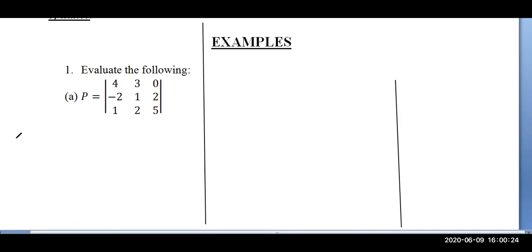Now, let's say I pick 4. It's going to be plus 4, so I'll just say 4, the first member there. Then multiply by the determinant of the minor. Neglect that row, neglect that column. You're going to have 1, 2, 2, 5. So I am done with 4. Then the next element I have here is -2.